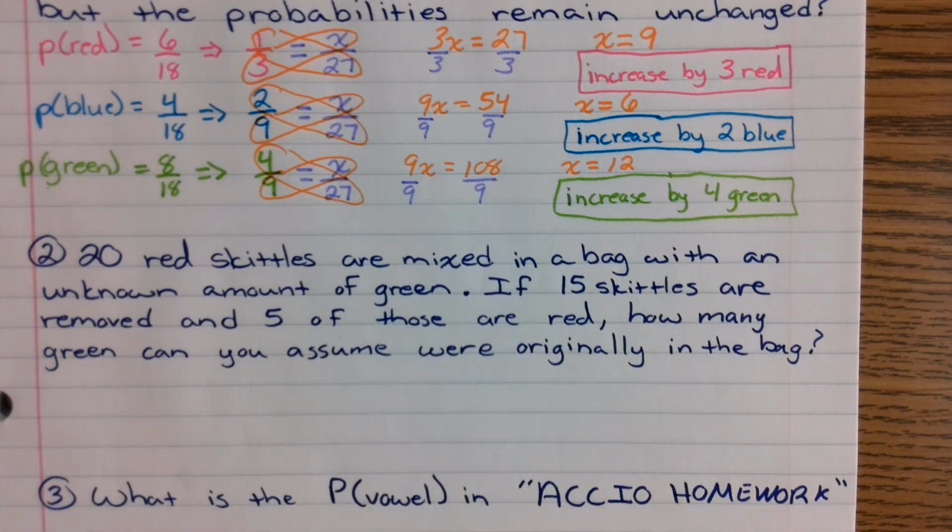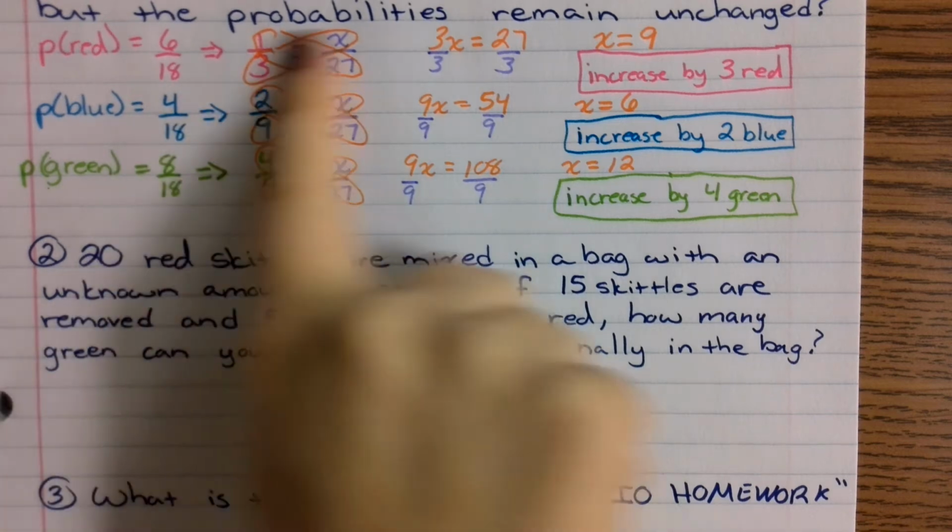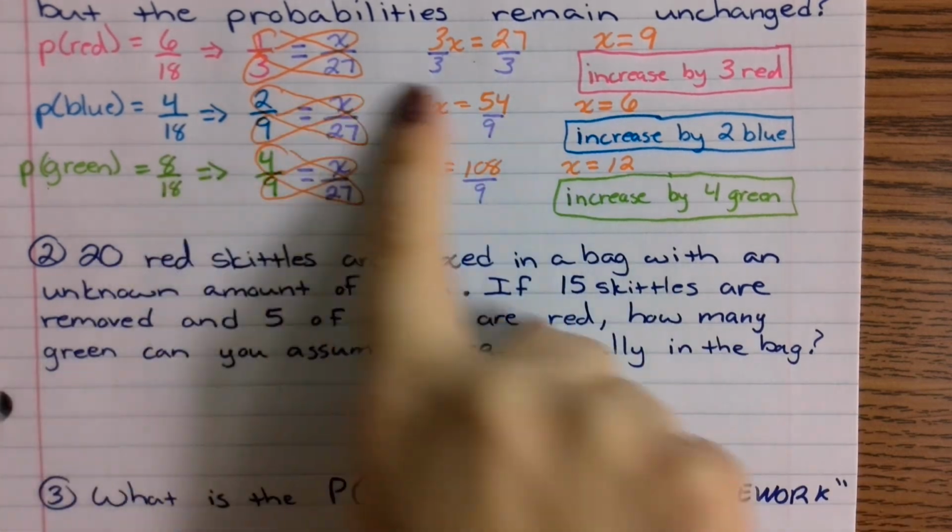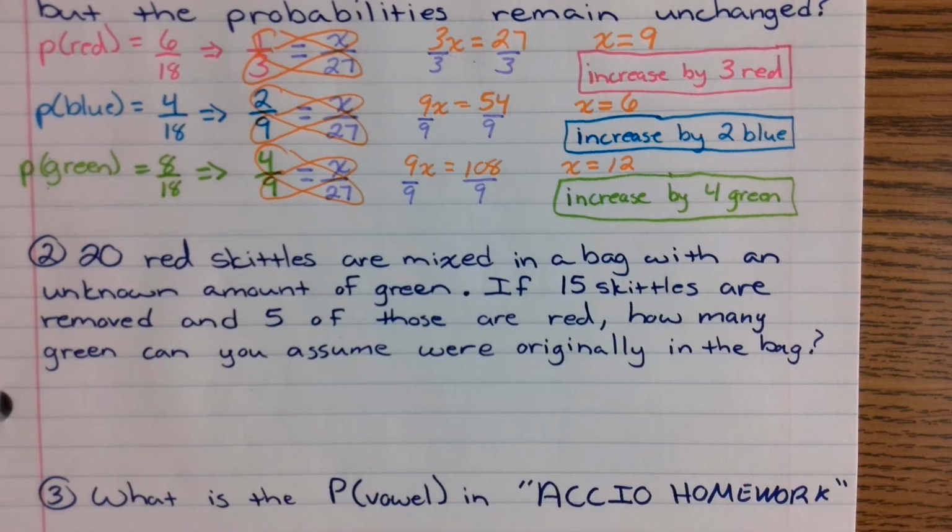So the rest would have to be green. And based off of that, what can we assume would be green's original total in the bag? So we're making an assumption. This is going to be using predictions. Again, we're going to be using a proportion to work that out.